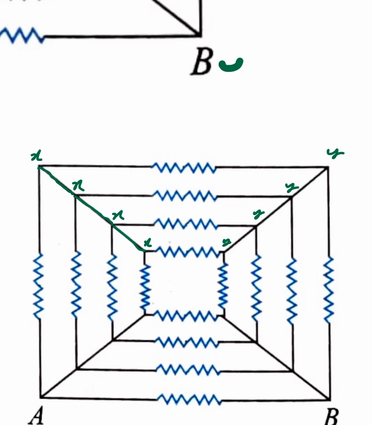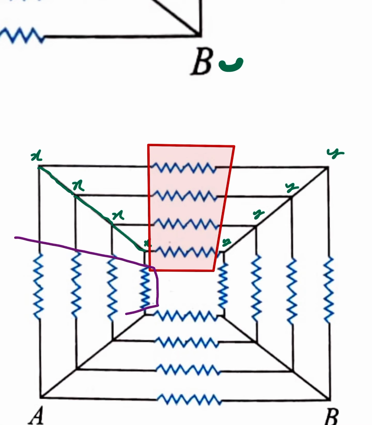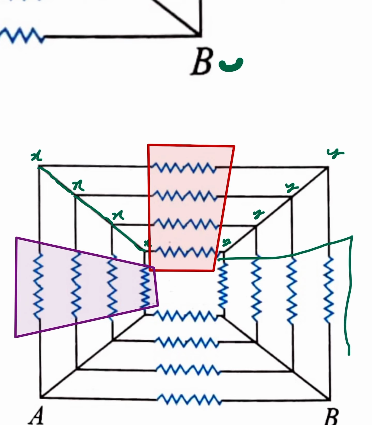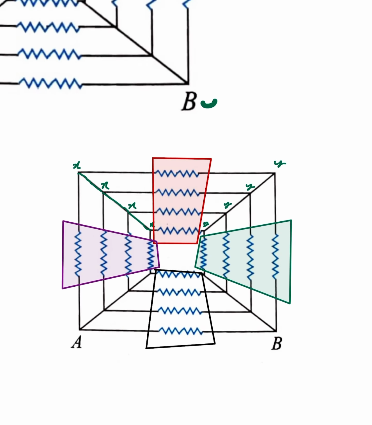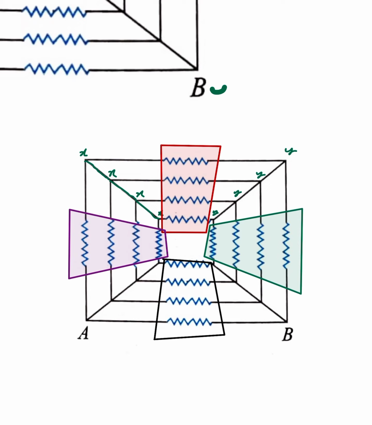So if these four resistances are parallel, then you can represent it like this one. And similarly, the same thing here also. If you see here, these four resistances are parallel. Similarly, these four resistances are parallel. Clear or not? And the last one, these four resistances are also parallel. Okay, and this one is R by 4, and the combination of this one is R by 4, and this one combination R by 4, and that combination is R by 4.